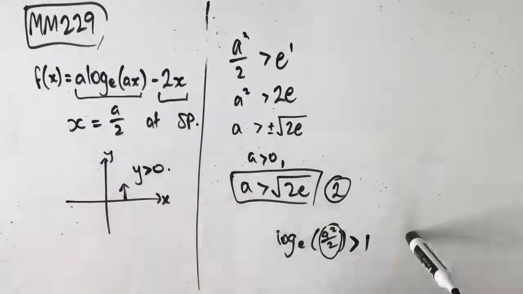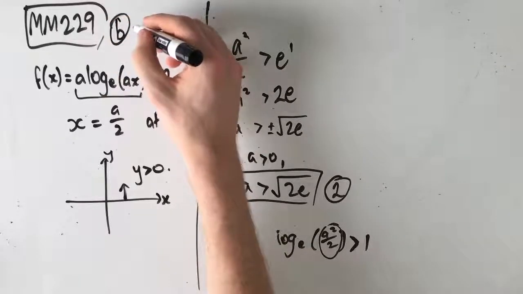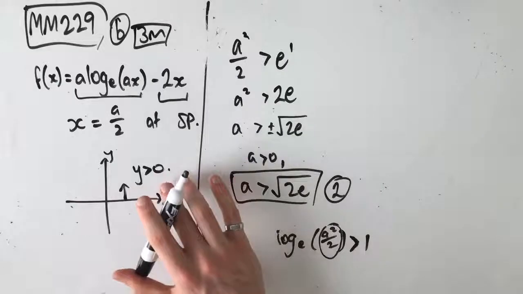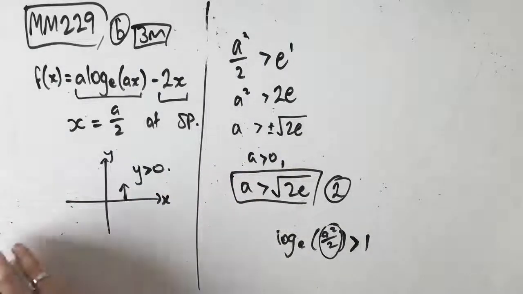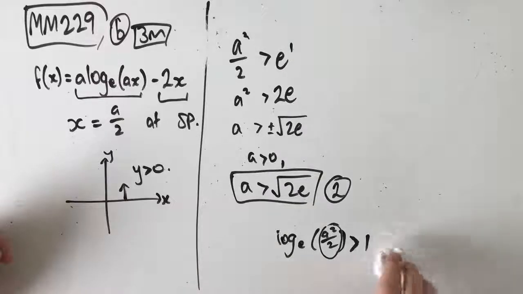So part B says, 3 marks. Part B says, for a certain value of a, the tangent to the graph of y equals f of x at x equals 2 passes through the origin. Find this value of a.